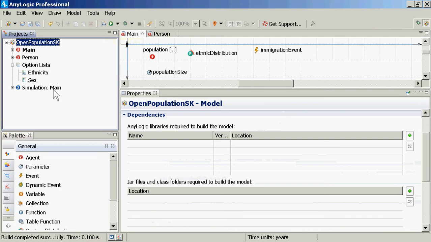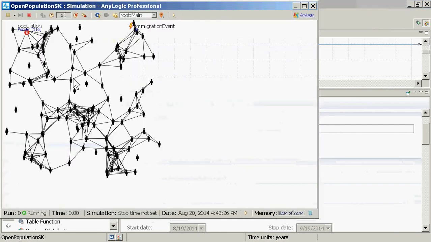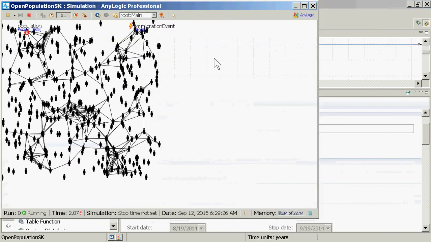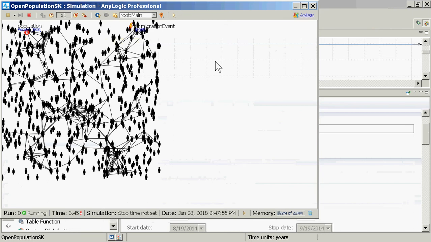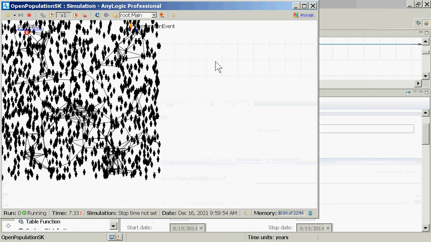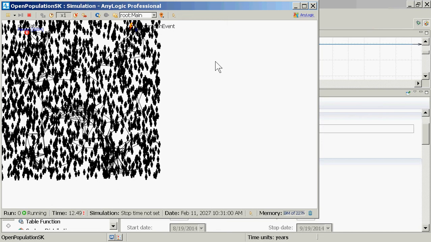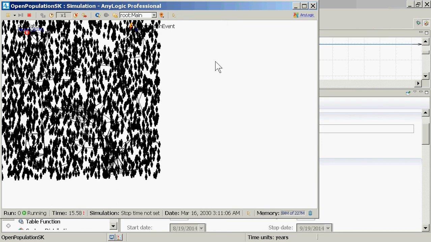Okay, ladies and gentlemen, let's build and let's run. Okay? So here we have people coming in. They're coming in with quite some rate. Okay? So they're coming into our population, but what's not happening as they're coming in? They're not making connections. So we have to undergo one specific step.